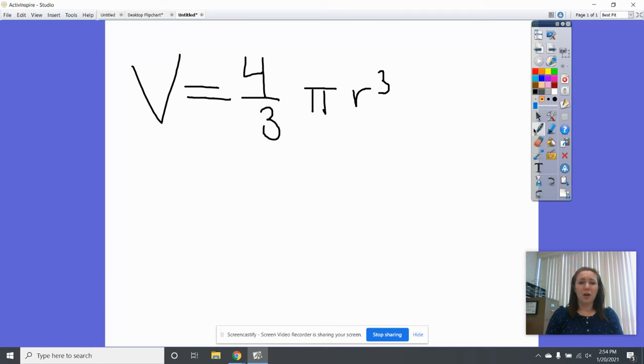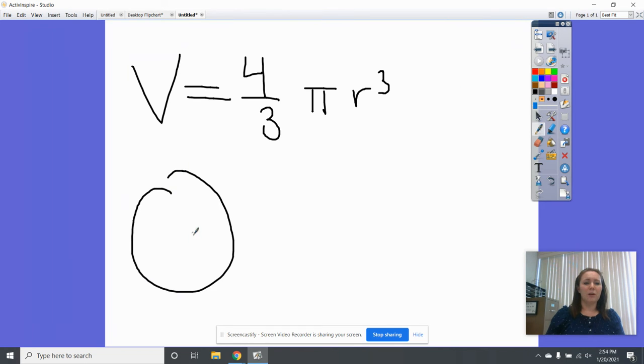So the formula for the volume of the sphere is what I have on the screen. 4/3, so the fraction 4/3, times pi, which often we just use 3.14, times the radius cubed. It's radius cubed because a sphere is three-dimensional, but with radius being one of the only dimensions, that's the thing we have to multiply 3 times. So let me give you an example.